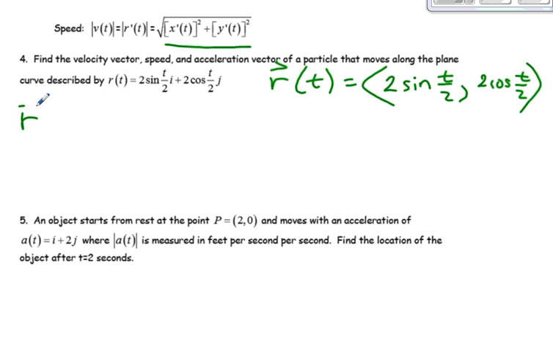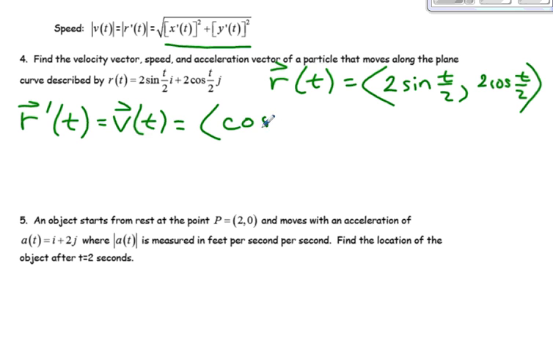So now, that's the position vector. So to find the velocity vector, we take r prime, which you could call v of t if you wanted to for velocity, and just simply take the derivative. So the derivative of 2 sine of t over 2 would be 2 times cosine of t over 2, and then times that 1/2 because of the chain rule. So that will cancel out with the 2 in the top, so this would be cosine of t over 2. Similarly, the y component would be negative sine of t over 2.